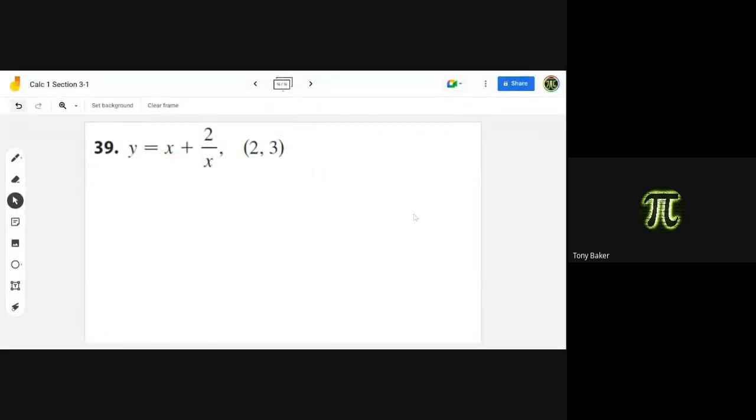Find me the equation of the tangent line at 0.23. So what are the two things I need to know for my tangent line? I need my slope and my y-intercept, right? All right, so find my slope.